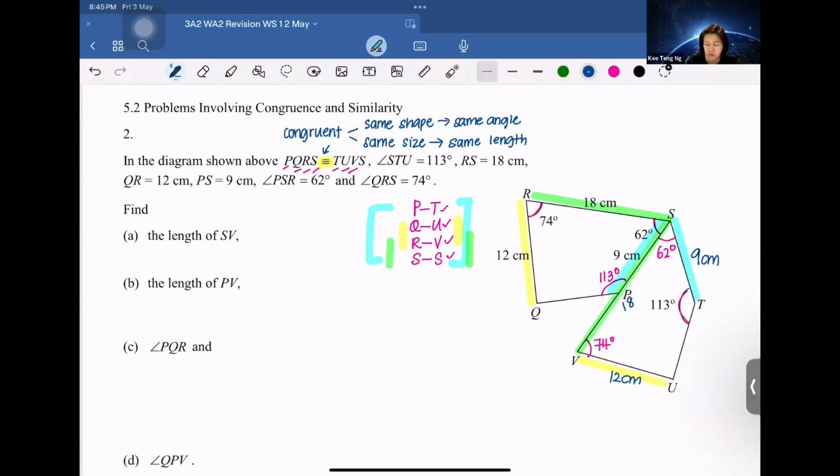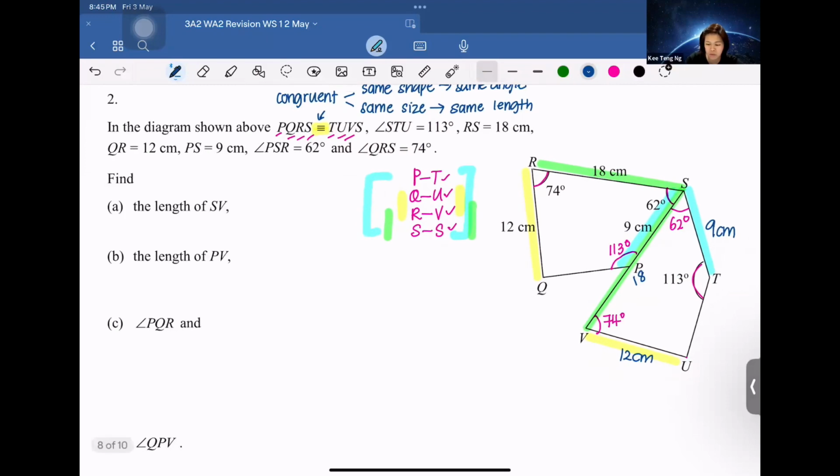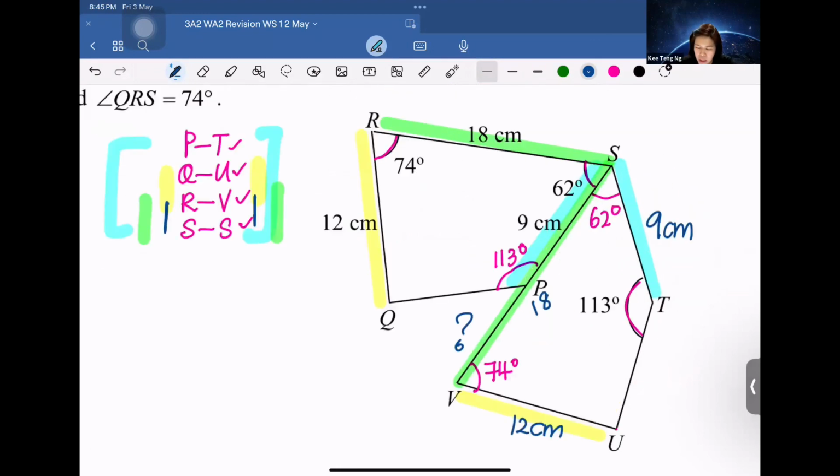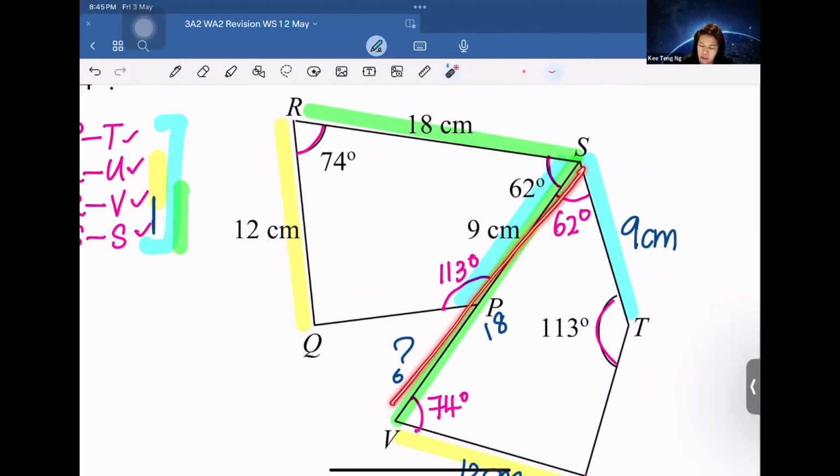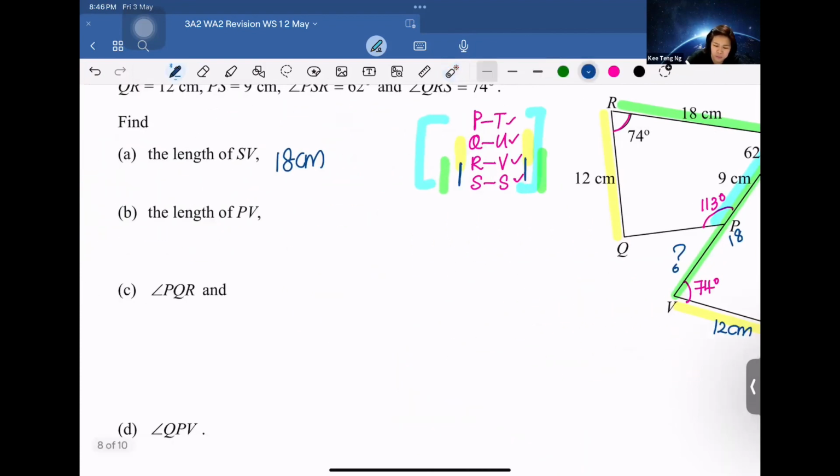Find the length of SV. I already found SV is matching with RS, which is 18 cm. Now they want me to find the length of PV, which is this portion. The whole length is 18, and this portion is 9. So I'll take the full length minus this portion: 18 minus 9.